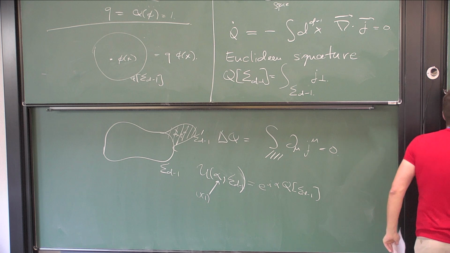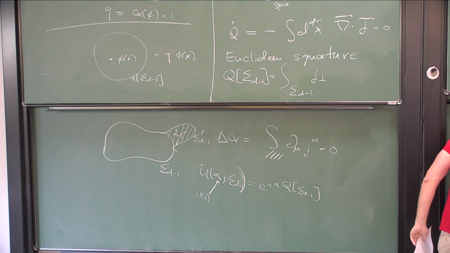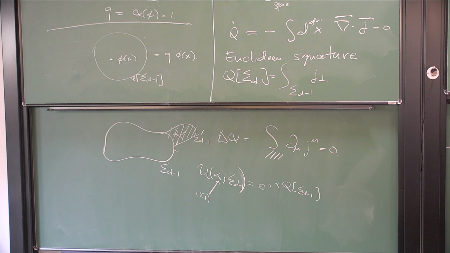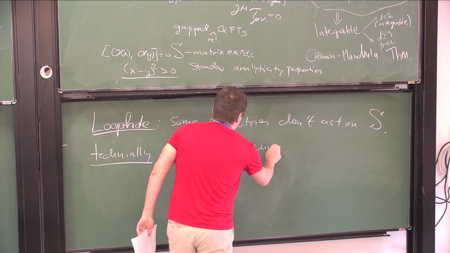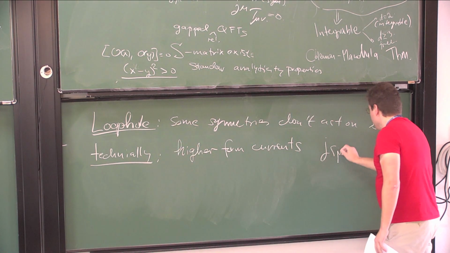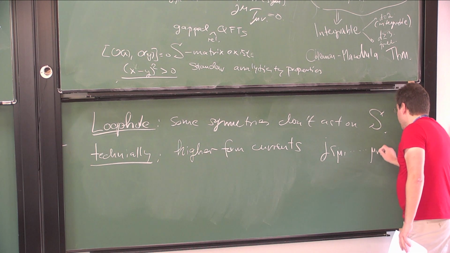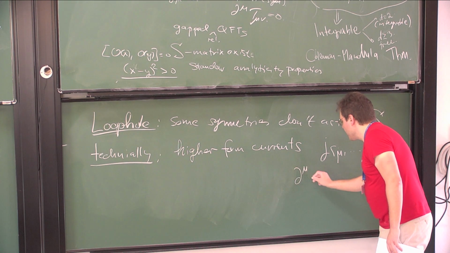Technically, the magic is that it's also interesting to consider higher form currents. So currents that also have many indices, but that are totally antisymmetric. Here's an N form. And we can impose conservation laws.